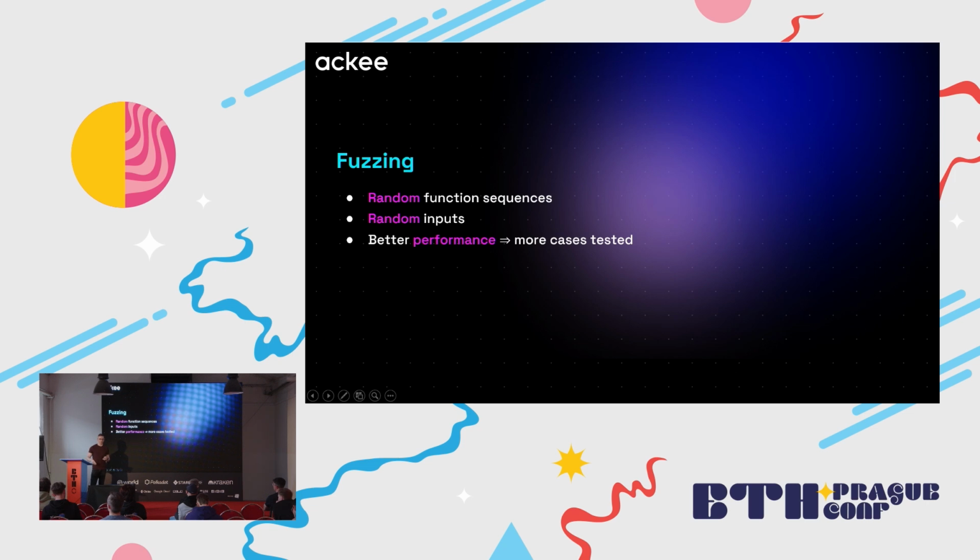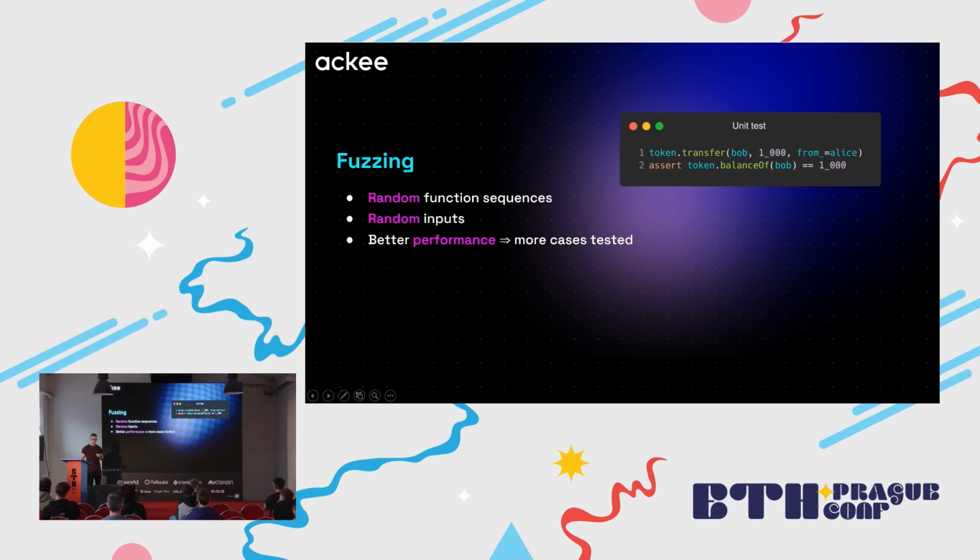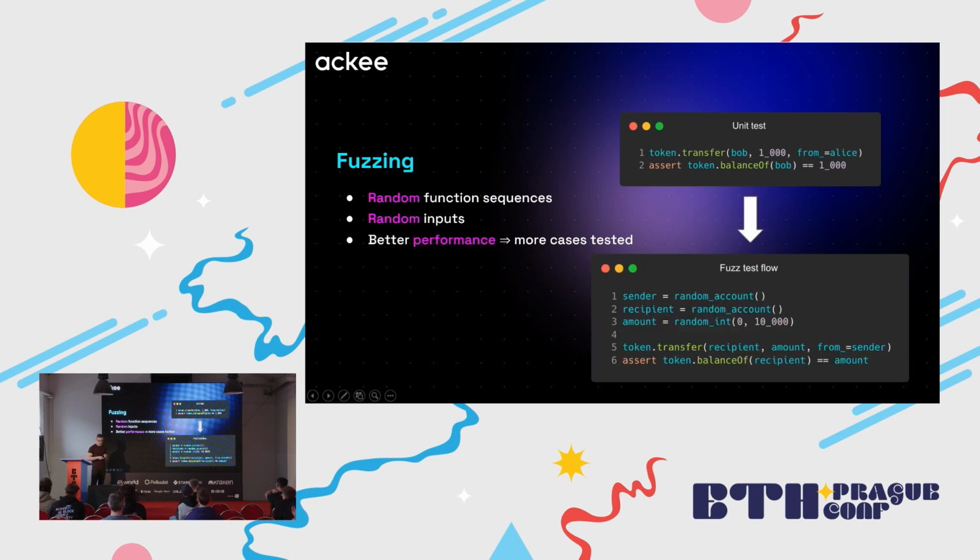So the more test cases we are testing, the higher the probability we will find an interesting issue. And I've got here an example of a very simple unit test where we are basically transferring 1,000 tokens from Alice to Bob. And there's also an assertion that Bob actually received those tokens. This is a simple unit test. And if I had to rewrite it into a fuzz test, then it would look like this.